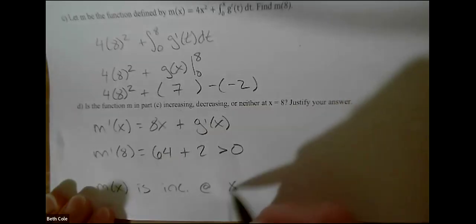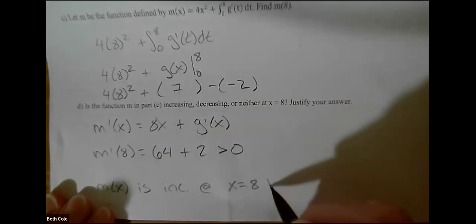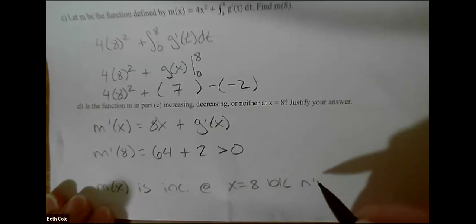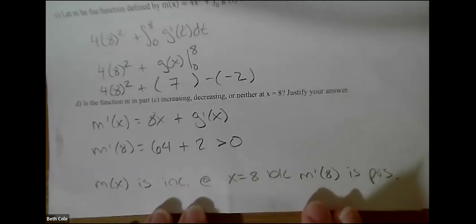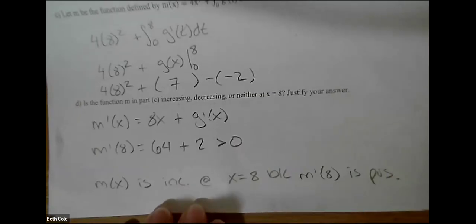And this is positive. So we're going to say m of x is increasing at x equals 8 because, oops, the m not n, m prime of 8 is positive. Negative would mean decrease.